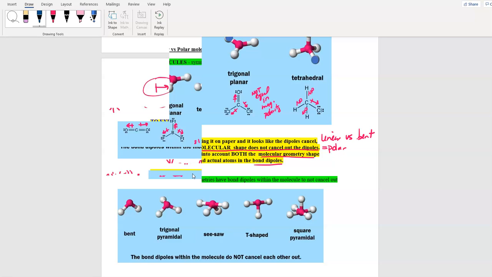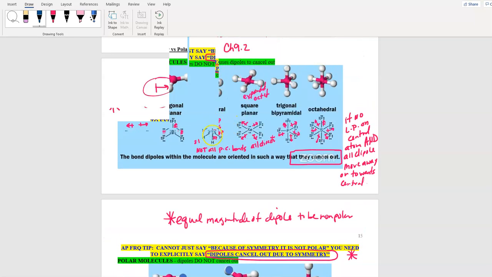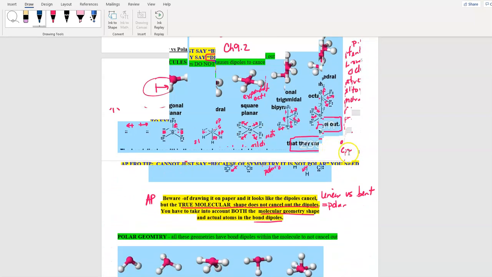But make sure you have at least a dipole bond. If there's something like carbon and the 4 hydrogens, you don't even have a polar bond. You have no polar bonds in that CH4. It's not even a possibility of being polar.